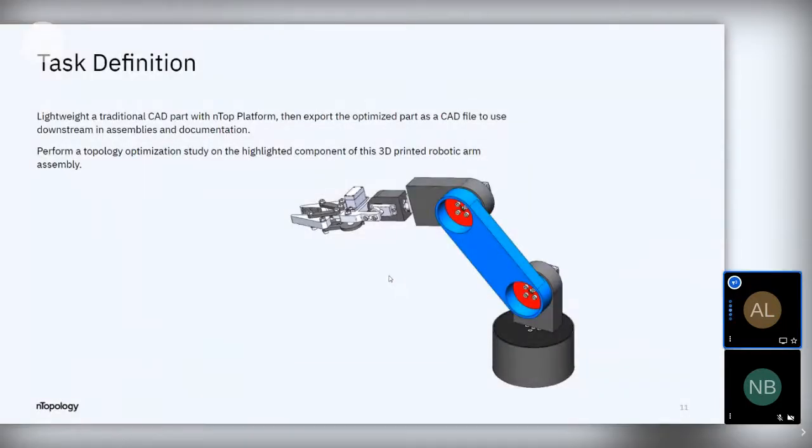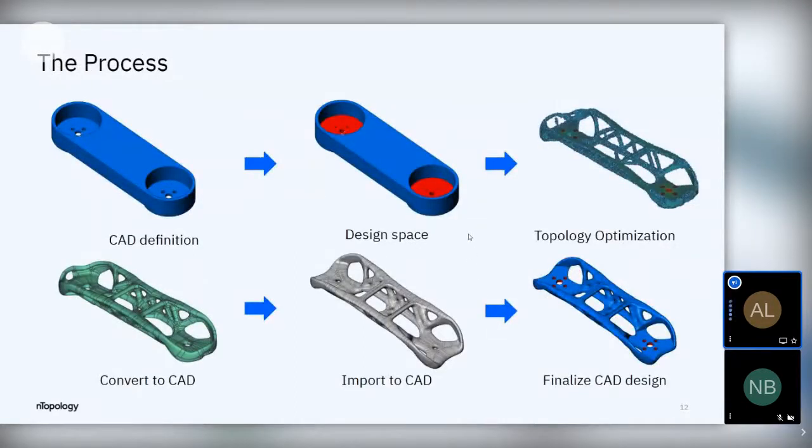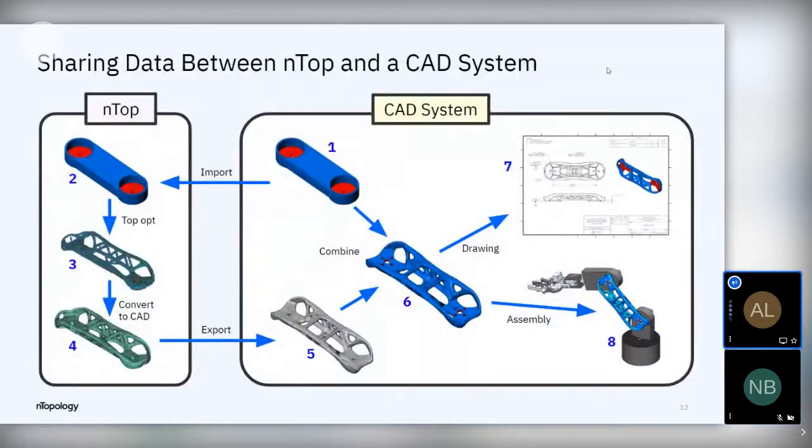So let's see how we can apply this technology. Here we can see what could be a typical optimization problem for this robot arm, and we want to optimize the blue structure here. So the process we're talking about is we define our design space from CAD, and then we bring it to nTop, and we carry on a topology optimization. We can convert back to CAD, import it, and then you can easily change the interface geometry so that you can operate with this part in your assembly. So this is what a typical workflow looks like when you work with nTop.